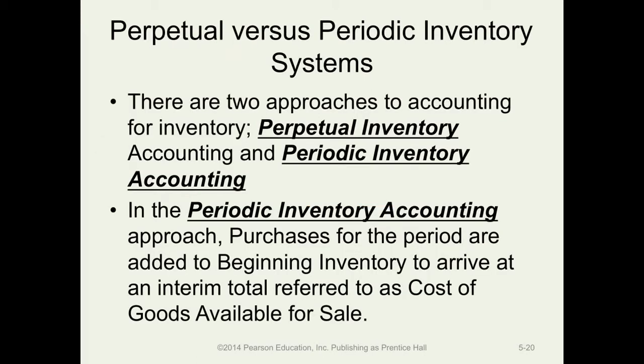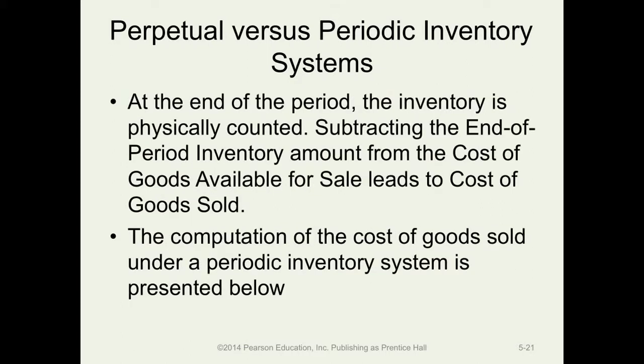There are really two approaches to account for inventory. One is perpetual, the other is periodic. Typically, in a periodic system, purchases for the period are recorded in a separate purchases account, and they're added to beginning inventory to arrive at an interim total, which is called the cost of goods available for sale. Then, the ending inventory is determined by a physical count, and when you subtract the ending inventory from the cost of goods available for sale, you get the cost of goods sold.